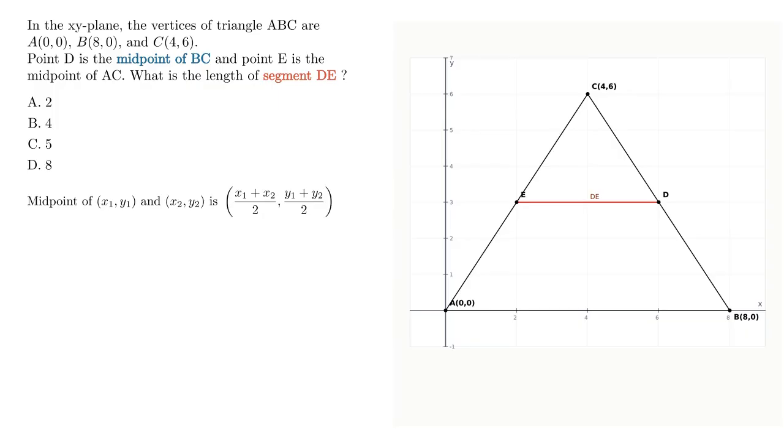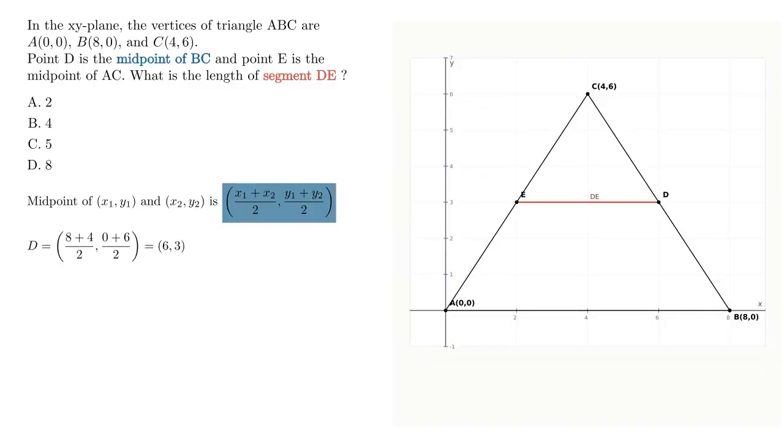In the coordinate plane, that means we average the x-coordinates and also average the y-coordinates. That keeps the points centered between them in both directions. Average x to get the middle left to right, and average y to get the middle up and down. Let's find point D first.